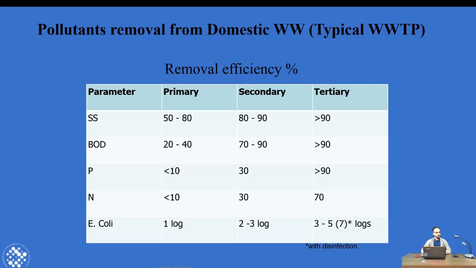For E. coli, 1 log will be removed at primary, 2 to 3 log at secondary, and at tertiary 3 to 5 logs. Now we have reached the final slides.